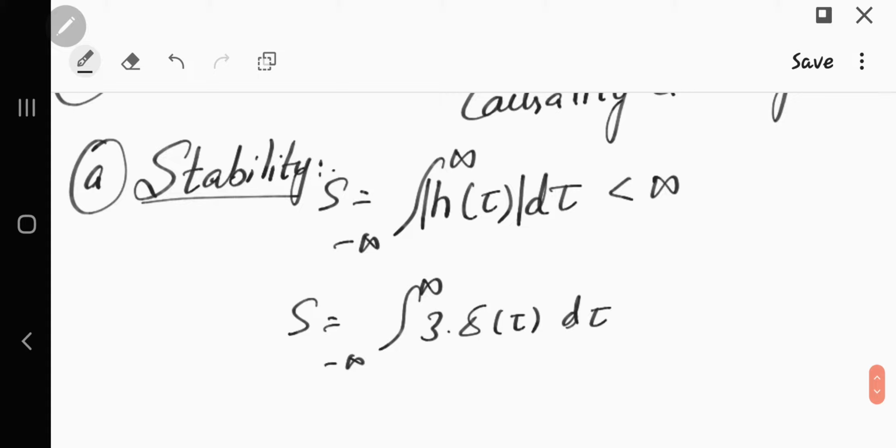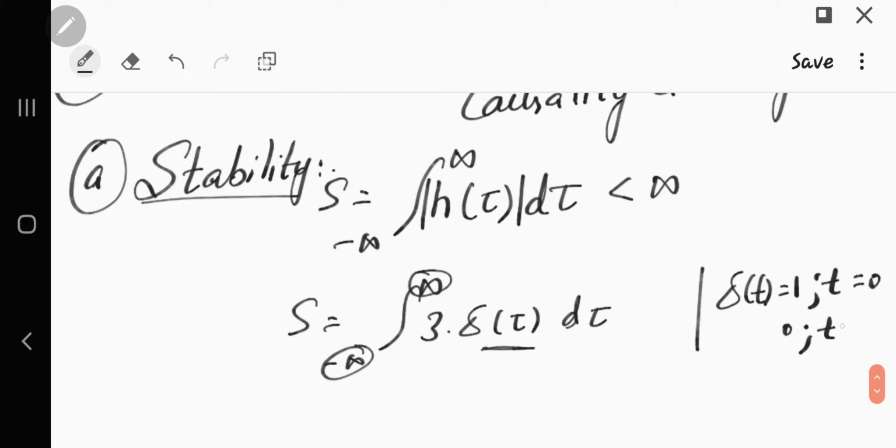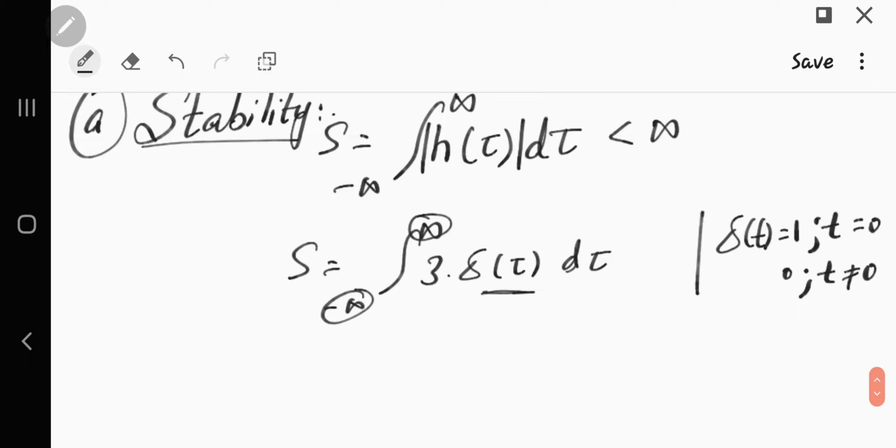Now delta tau is present only at the origin. So this limit won't apply. So this delta tau is present only at origin because delta t is equal to 1 only for t equal to 0 and it is 0 for t not equal to 0. So delta t is present only at the origin and the value of delta t is 1. So that allows us to say that 3 into 1, that is equal to 3. So the limit is not from minus infinity to plus infinity.